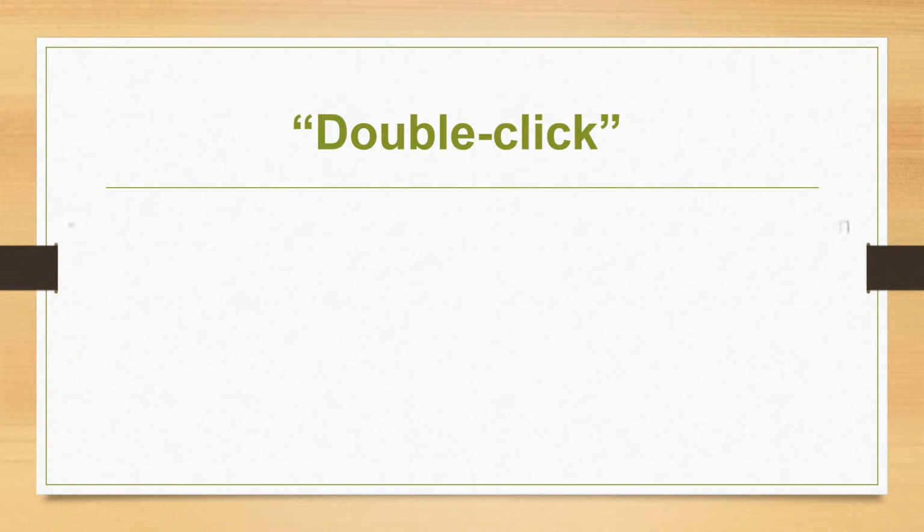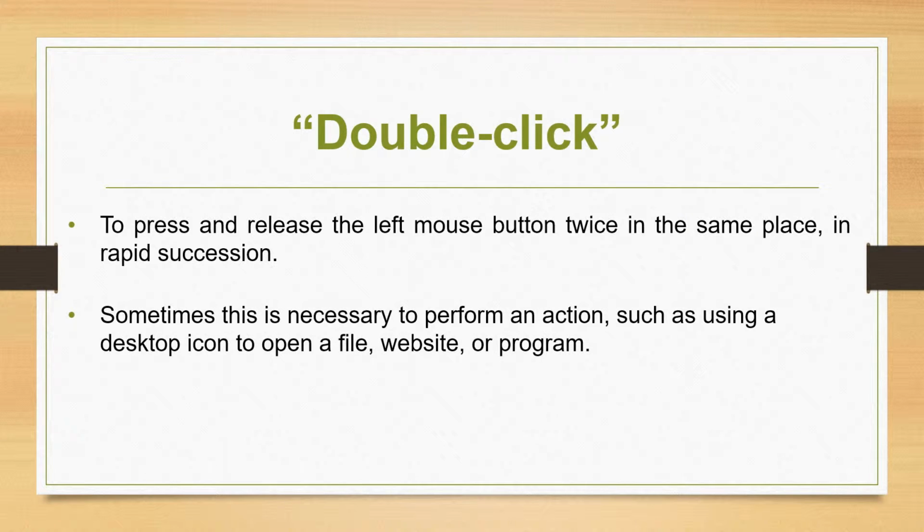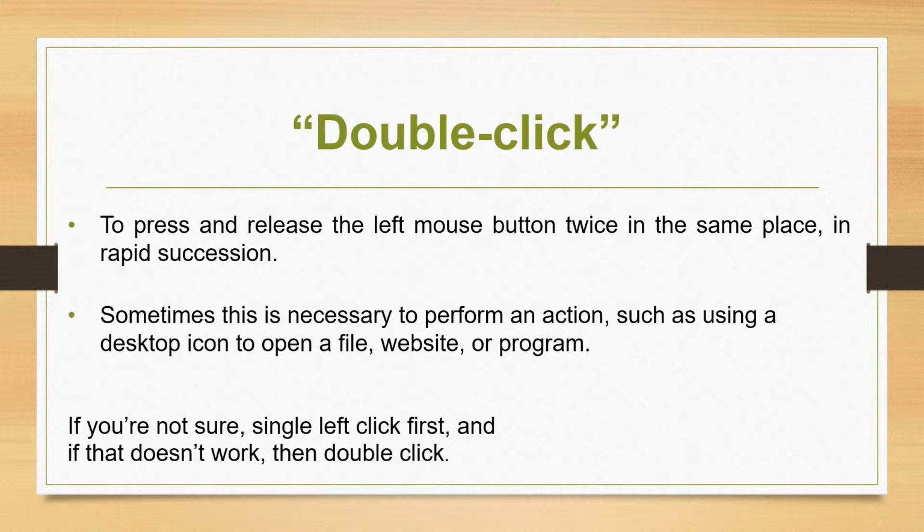Double clicking means to press and release the left mouse button twice in the same place in rapid succession. Sometimes it's necessary to perform an action, such as using a desktop icon to open a file, website, or program. The general rule is, if you're not sure, try single left clicking first, and if that doesn't work, then double click.